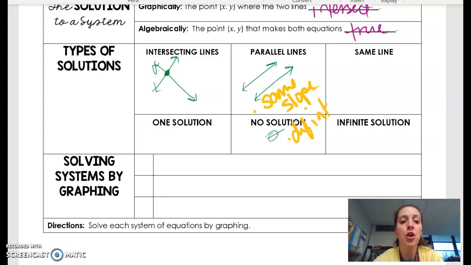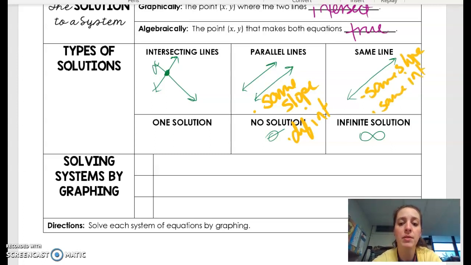Okay, so the third type of solution I could have would be if they are the same line. If I graphed two equations and they ended up being the same place or the same line, I would have an infinite number of solutions. Very similarly to my parallel lines, I would have the same slope, but I would also have the same intercept because they're the same thing.